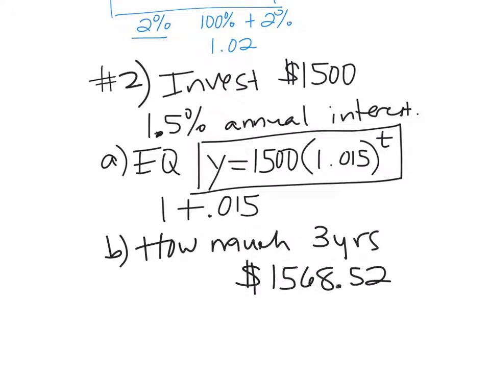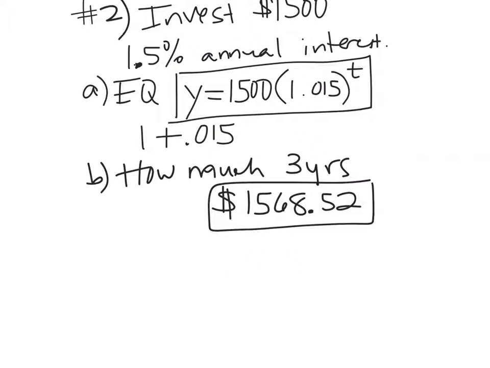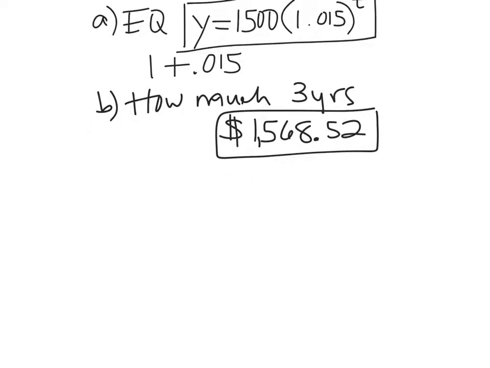You can round. Banks usually round down. I want to round up. I want that penny. Okay? And so you've made $68 in 3 years by just keeping your money in the bank. That's not that bad. Okay. So how much after 3 years? There it is.